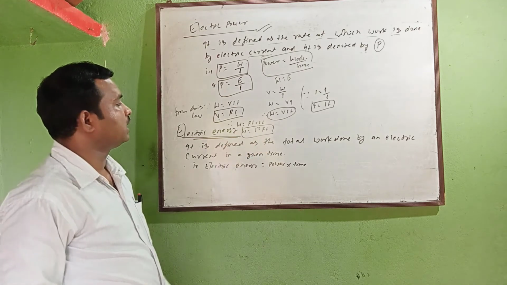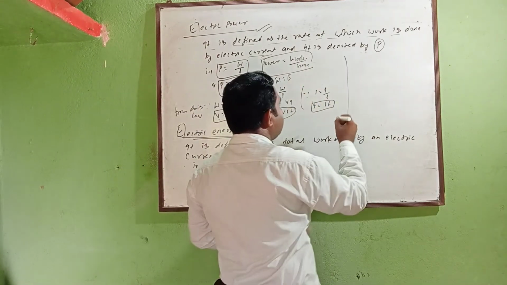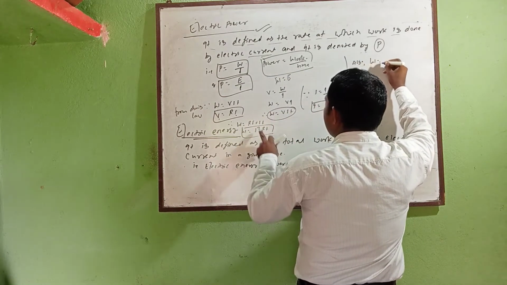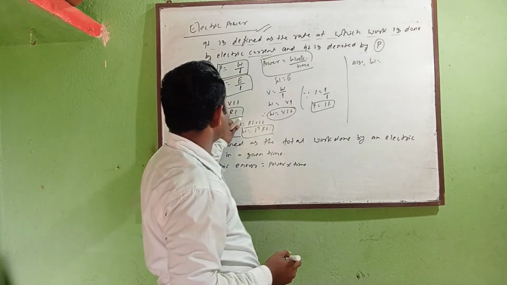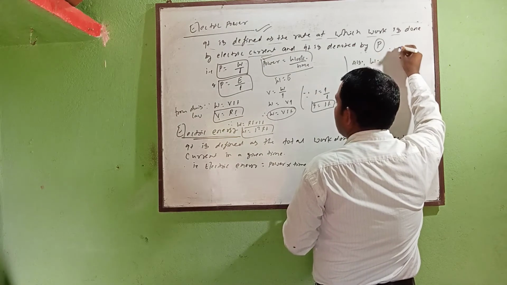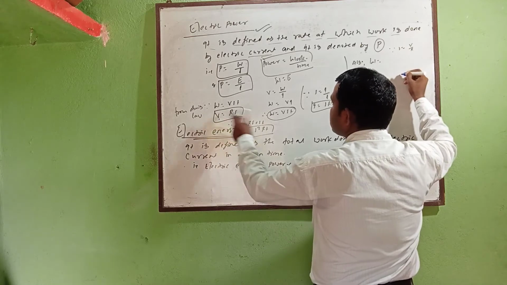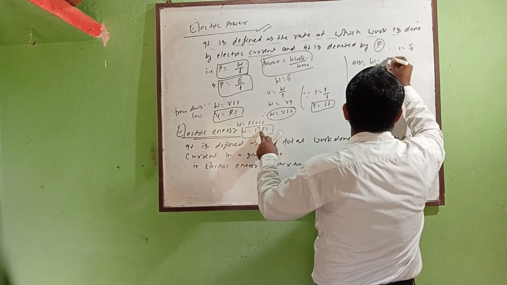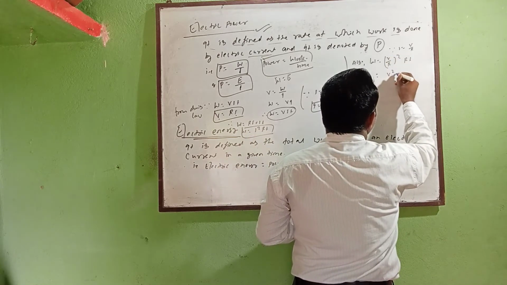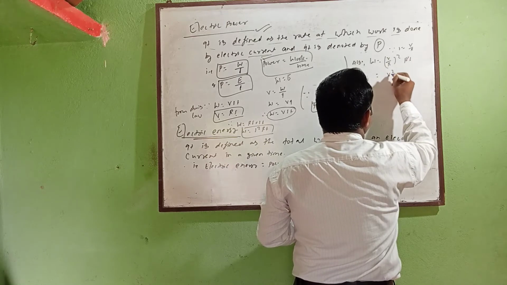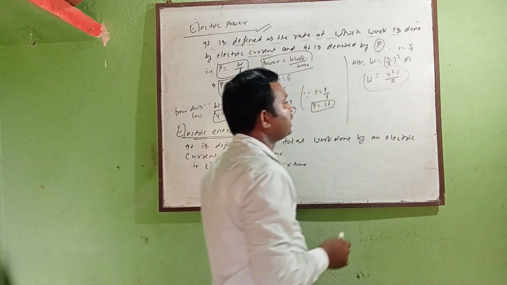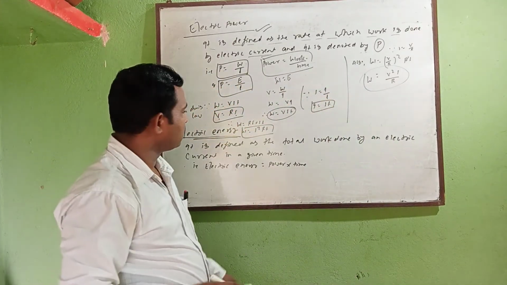If you eliminate the I, then at the place of I, what will you write? V by R. Since we have I is equal to V by R, therefore W is equal to V by R whole square into RT. Therefore here will be V square, and one R will cancel out with the R in the denominator. So W is equal to V square T by R. This also you can write. So this type of formula you can write.